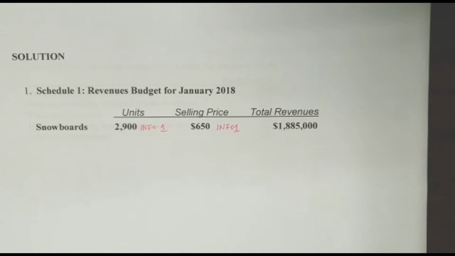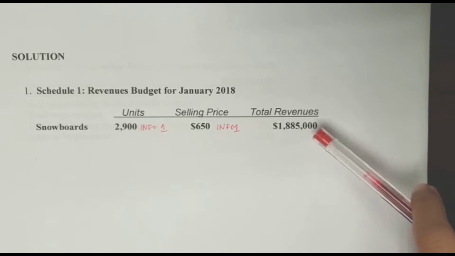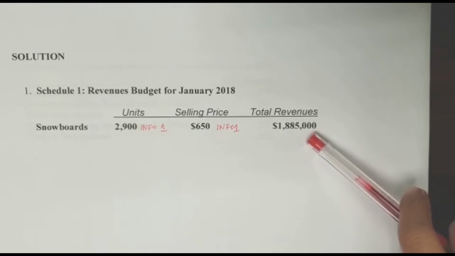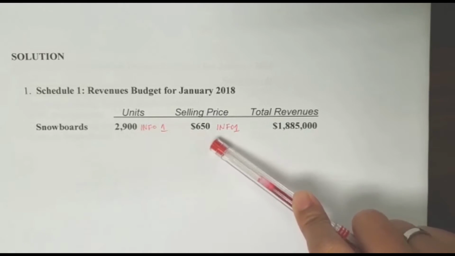Okay, here is the solution for question 1, that is related to the revenue budget. Revenue budget is quite simple and straightforward, and the purpose of the revenue budget is for us to calculate the total revenues. You have to remember, in order for us to calculate the total revenue, we need to know the number of units as well as the selling price.